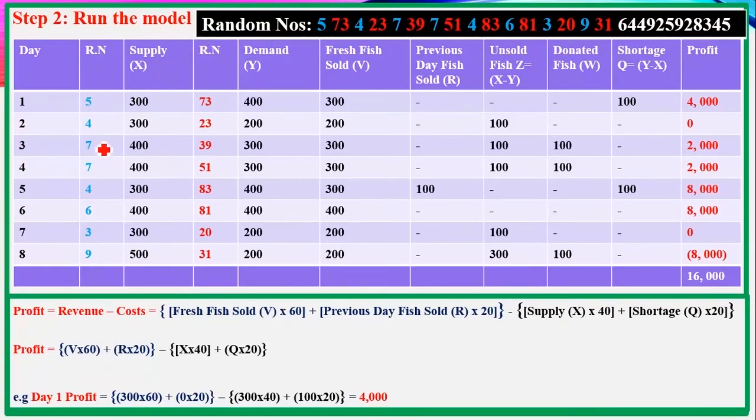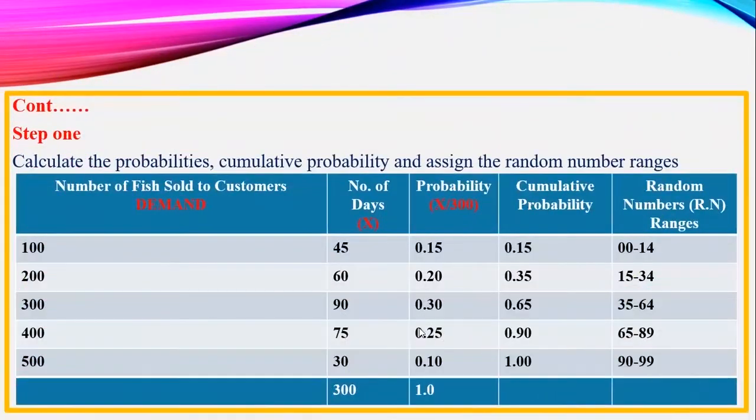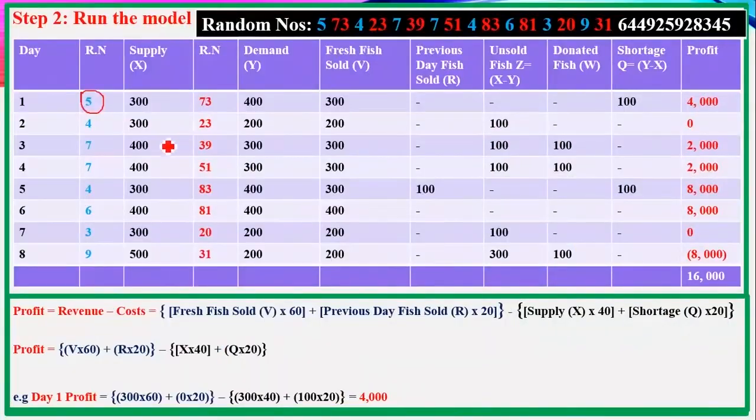Now, after getting the random numbers, the next thing is to get the supply and the demand based on the random numbers. Let's start with the supply. So when the random number is 5, what would be the supply? You simply come and check here. When the random number is 5, where does 5 fall? 5 falls here. So therefore, the supply will be what? 300. So you come here and check. So we have the supply as 300.